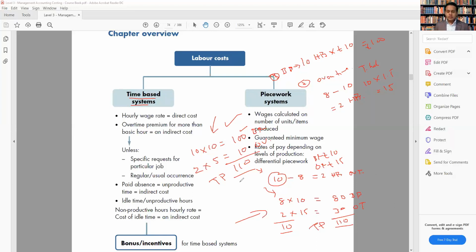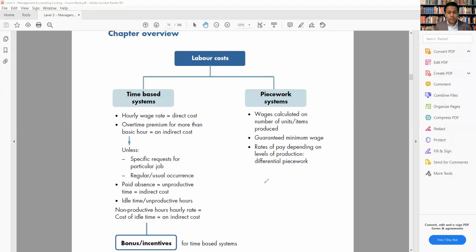All right, the next point I want to discuss is the difference between the direct cost and the indirect cost for the overtime. Now, if the question doesn't say anything, then the overtime will be indirect cost.